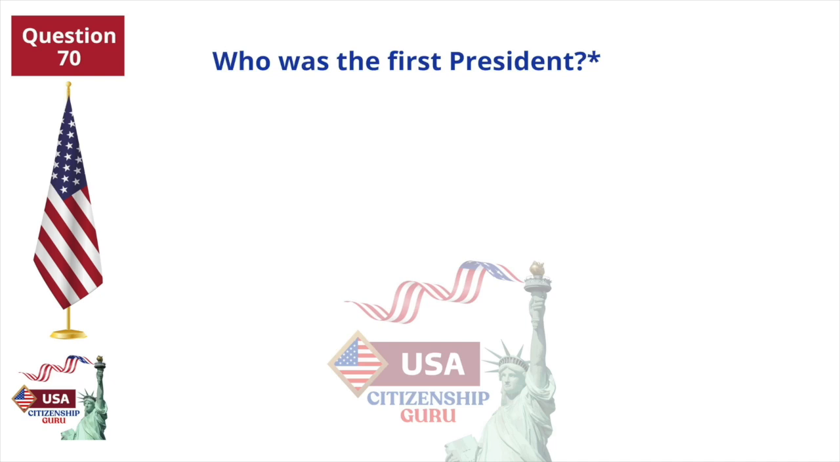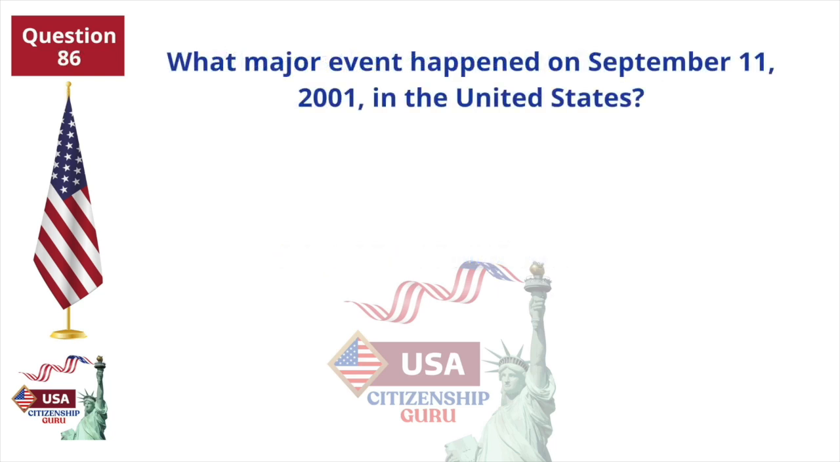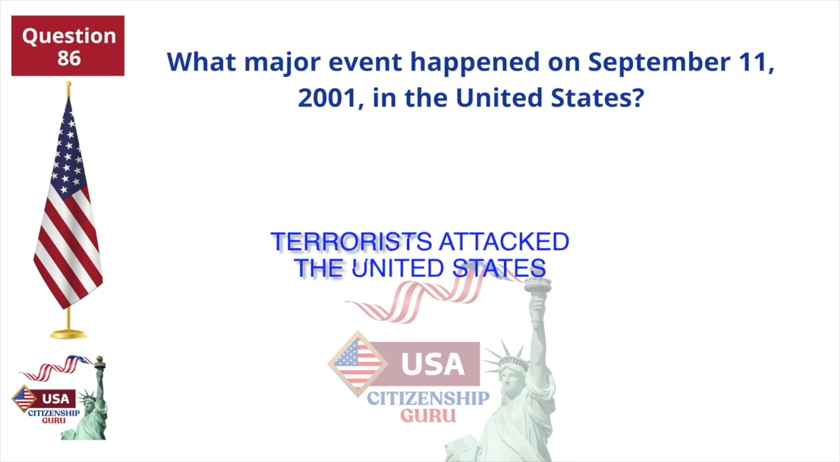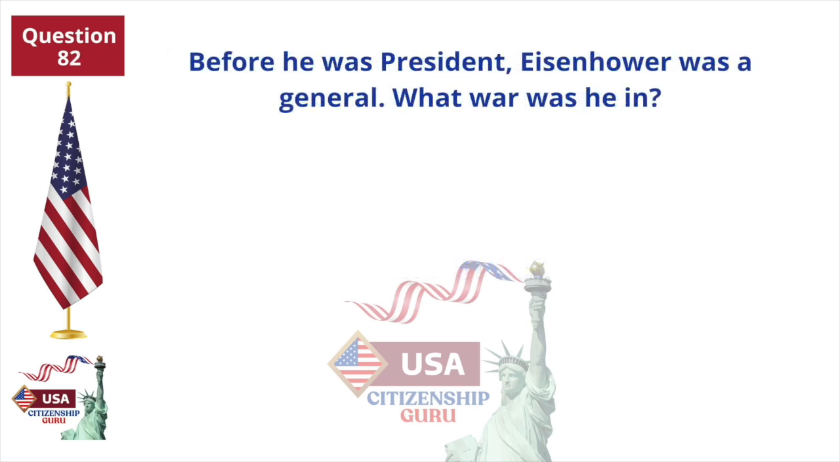Who was the first president? George Washington. What major event happened on September 11, 2001 in the United States? Terrorists attacked the United States. Before he was president, Eisenhower was a general. What war was he in? World War II.